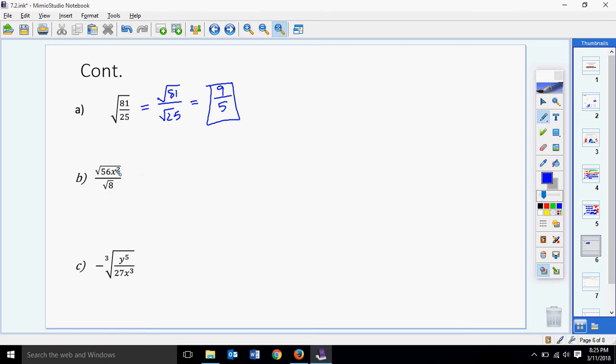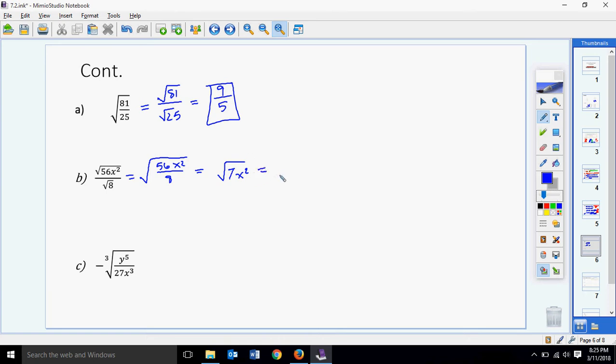Over here, sometimes you don't want it split up because I noticed that if this were all one fraction, I could simplify the 56 over 8. So I'm going to break this back into the square root of 56x squared over 8. Okay, so I kind of undid what I just did up top. And if I simplify this fraction, 56 and 8 just simplify to 7, and I'm left with an x squared with it.